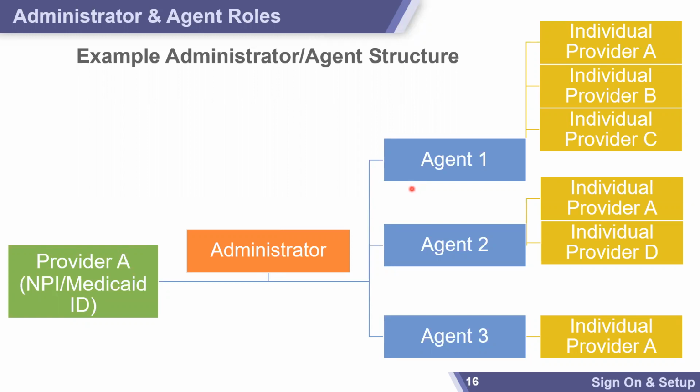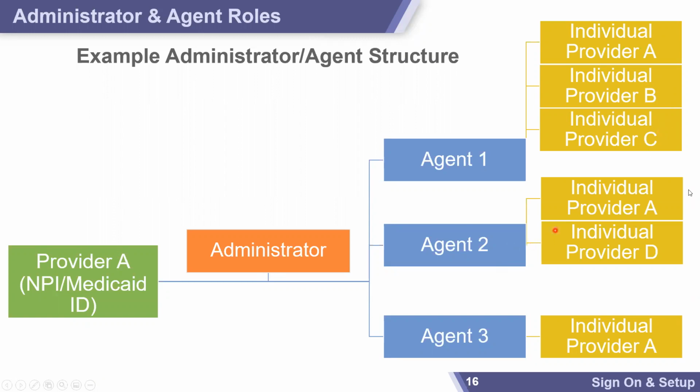Maybe agent 1 handles claims, agent 2 handles prior authorizations, and agent 3 is the one completing revalidations for this provider. But as we can see underneath the agent, just because I'm an agent for provider A doesn't mean I can't be an agent or complete tasks on behalf of other providers. And we see that here in this yellow section for the provider. So agent 1 is an agent for provider A, but it's also an agent for provider B. So maybe they complete claims for provider A, provider B, and claims and prior authorizations for provider C. That could be a possibility.